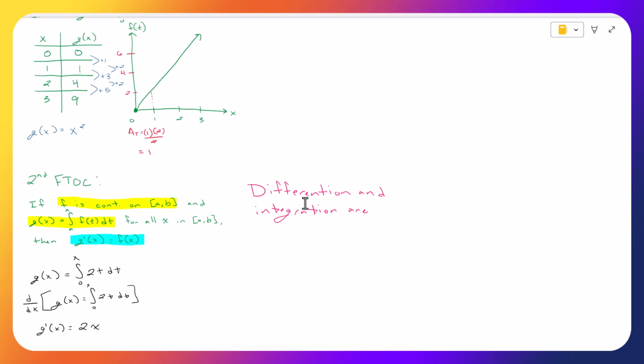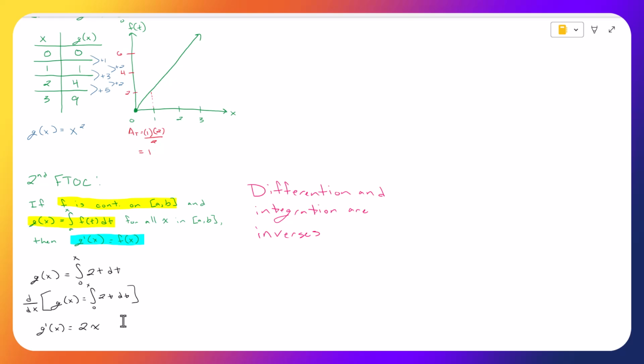Actually, I don't want to say operations because I'm not sure if that's formally correct. They're inverses. Differentiation and integration undo each other. So if we take the derivative of a function that's being integrated, we get rid of the integral, effectively. And if we integrate something that's being differentiated, then the differentiation goes away. And I'll talk more about that later. But this is our big second fundamental theorem of calculus.